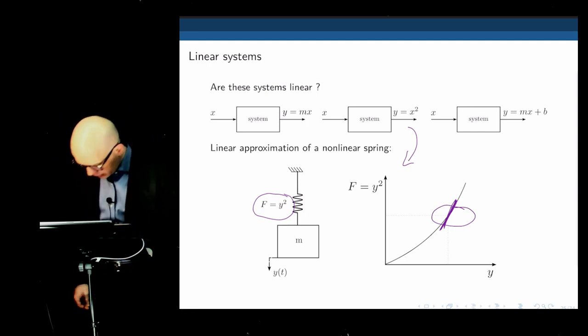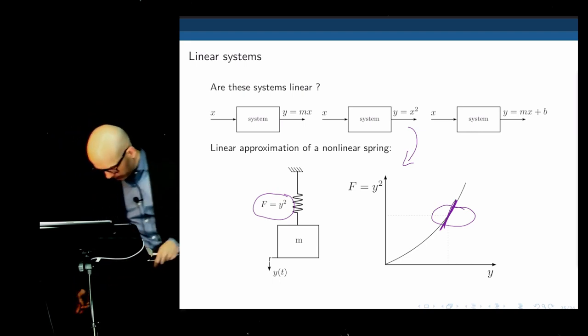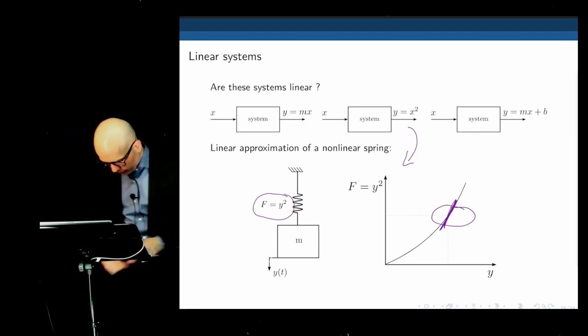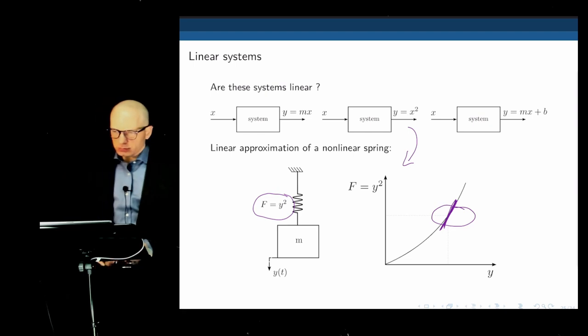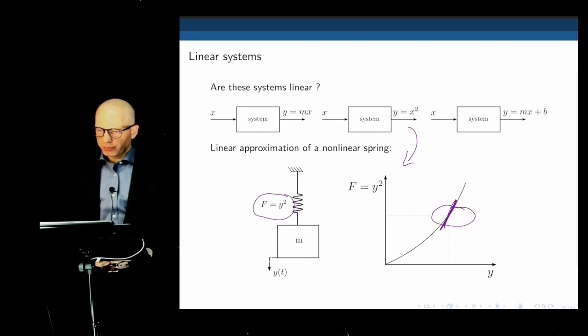Okay. Any questions about these two properties? No?